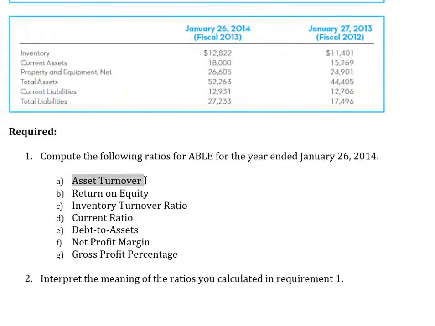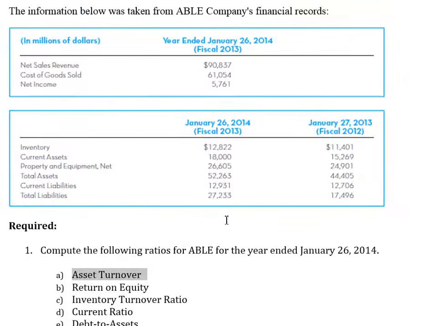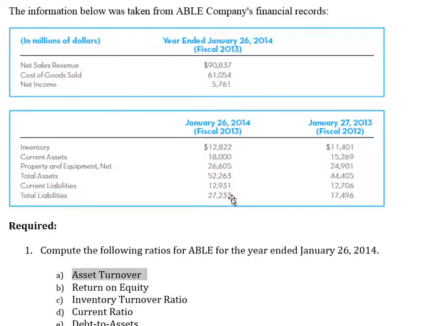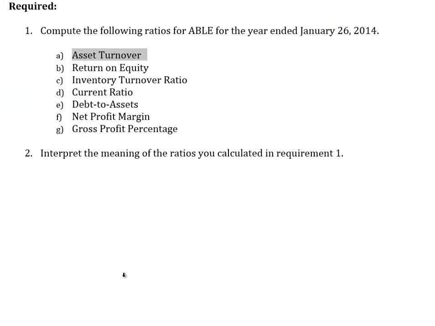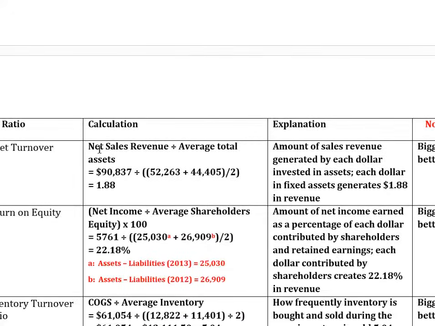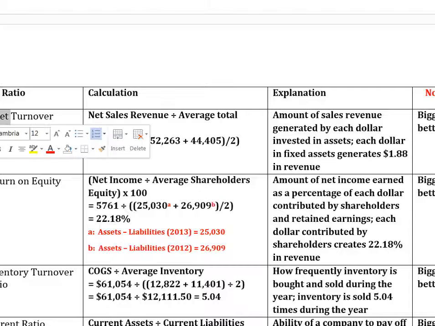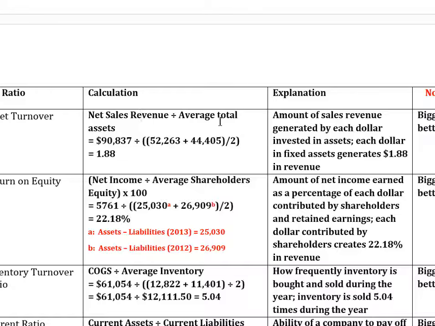So now, asset turnover ratio is the first one we've asked you to calculate. The first thing most students would do is go to their formula sheet and say, oh, asset turnover ratio is net sales revenue divided by average total assets. So if we go to our solution, I've actually given you here the formula: net sales revenue divided by average total assets, because we want you to calculate the asset turnover.